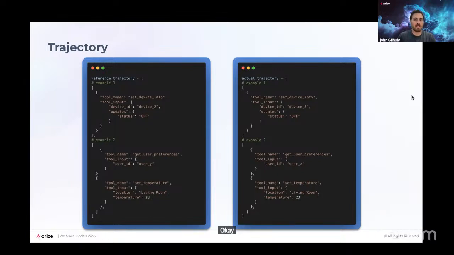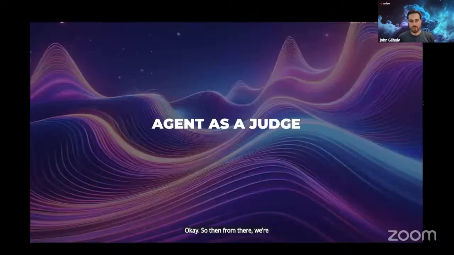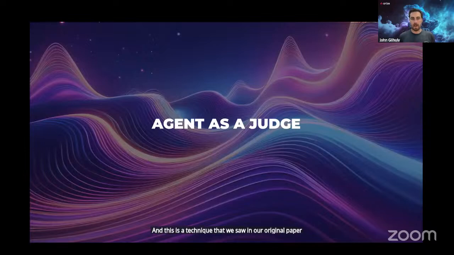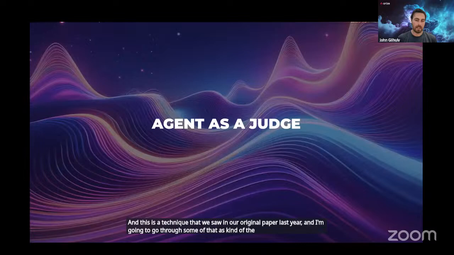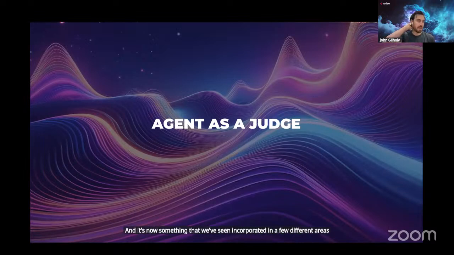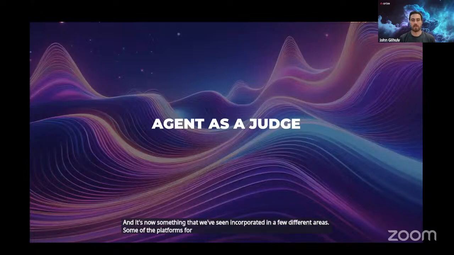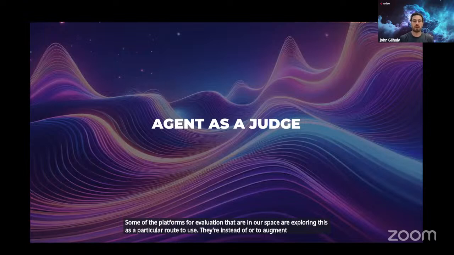Okay. So then from there, we're going to talk about agent as a judge. This is a technique that we saw in an original paper last year, and I'm going to go through some of that as the basis that you have for it. It's now something that we've seen incorporated in a few different areas. Some of the platforms for evaluation in our space are exploring this as a particular route to use, either instead of or to augment LLM as a judge.